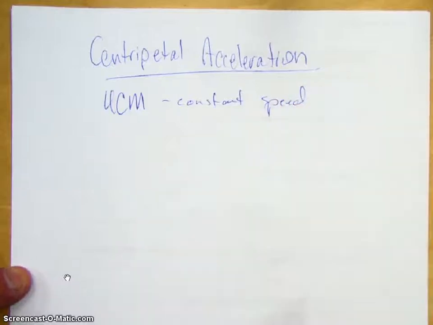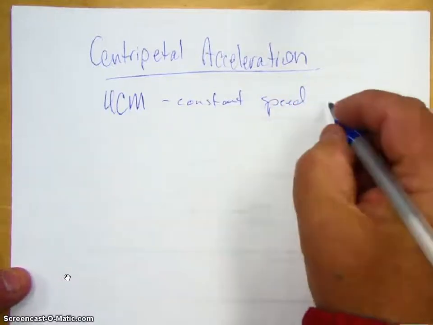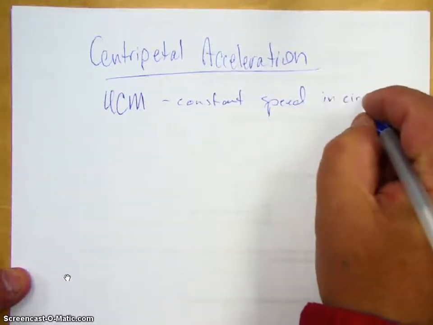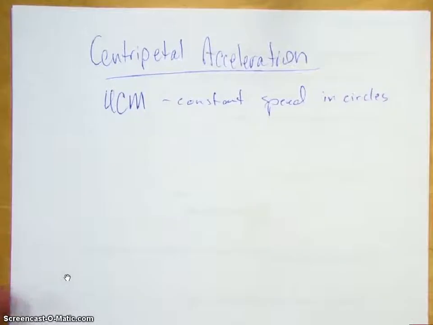Examples of uniform circular motion: your tire going around in circles when you're moving at the same speed would be uniform circular motion, something like that.